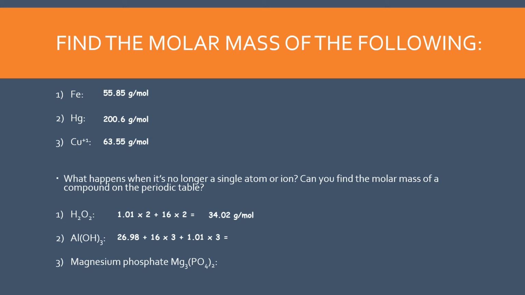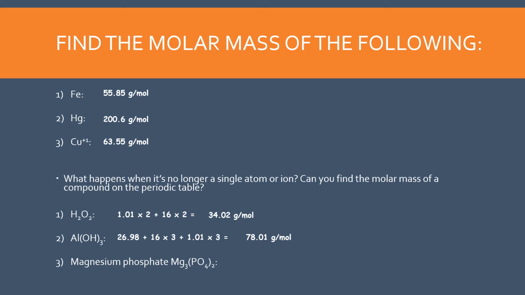So again, the 26.98 goes with the aluminum. 16 is the molar mass of oxygen, and I multiplied it by 3. And 1.01 is the molar mass of hydrogen, and I multiplied that by 3. Add them all up, and you should get 78.01 grams per mole.